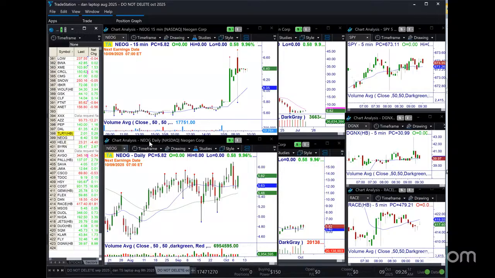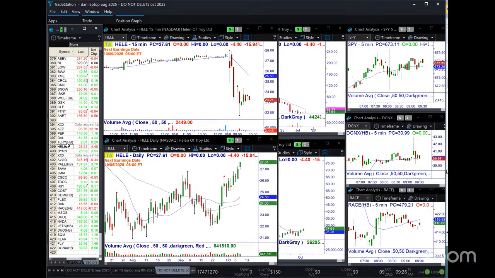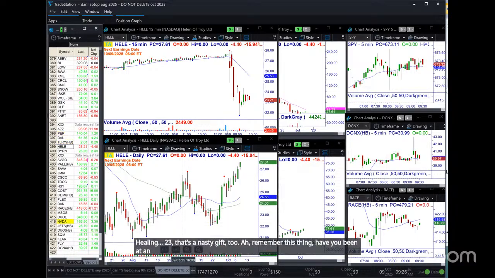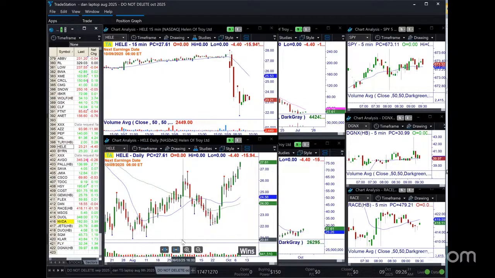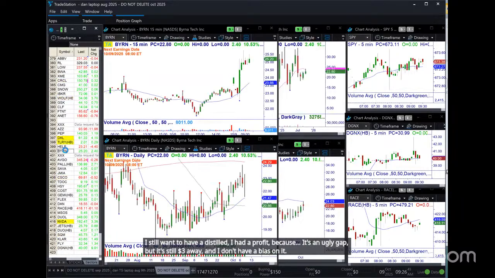NEOG 640 gap breakout, but I don't like the way that trades. Healy 23, that's a nasty gap down. Remember this thing? You had an expected move of $5. I was contemplating selling the 20s. Had I, I still would have had a profit because it's an ugly gap, but it's still $3 away. I don't have a bias on it. No.